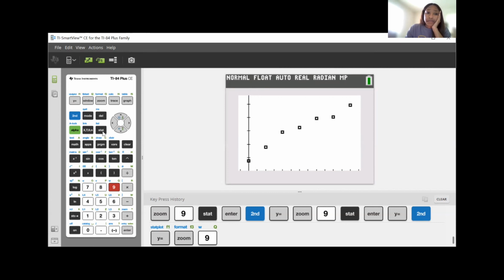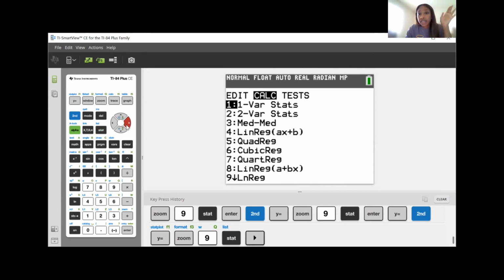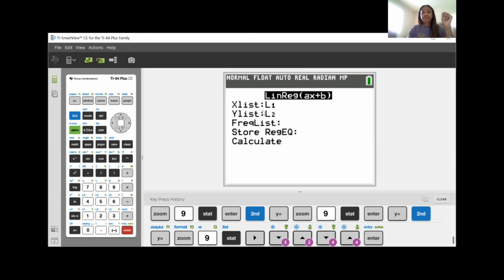We go back to stat, and then we want to go over to calculate. And you'll see lots of things under calculate, lots of words. We want to go down to number 4, LinReg ax plus b. That stands for linear regression, and it tells you that it's going to put the line in the form ax plus b. So click on 4. And then now you have to tell the calculator what statistics you're using for this linear regression. So again, X list should be L1, Y list should be L2. And then that's really all you need. Just hit enter a few times, enter, enter, enter, enter, until you get to calculate.